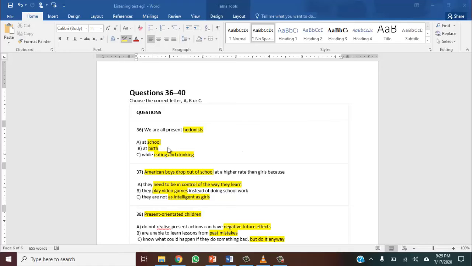Now you can see that the recording says that everyone is brought into this world as a present hedonist. This means that the answer should be B. Beware that in the recording there can be synonyms or phrases which have meaning identical to some phrases or words in the options given. However, the actual words might be different. This is very important for you to mark the answers correctly and not to get them wrong.